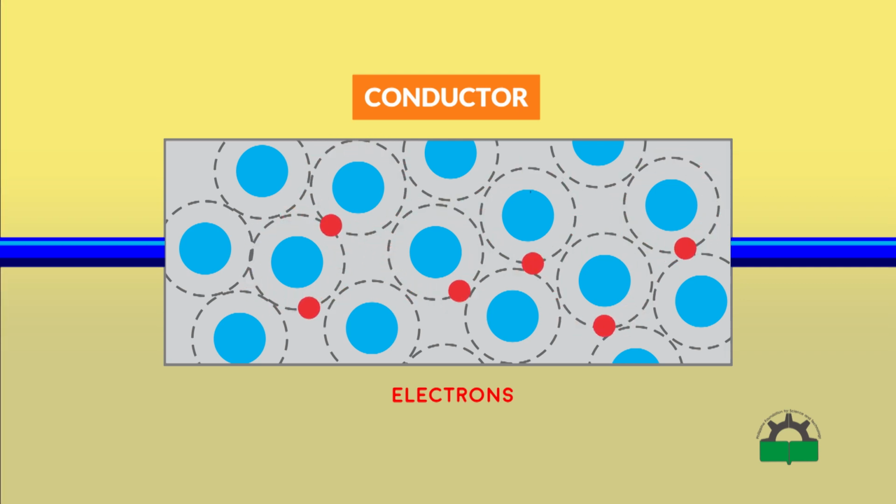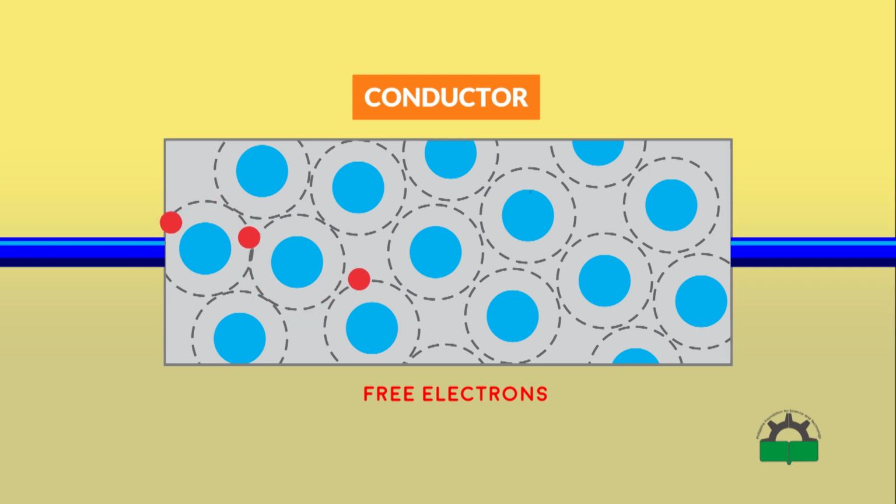In conductors, the outermost electrons in their atoms are loosely bound. These electrons are free to leave their respective atoms and move around the spaces of nearby atoms. These electrons are called free electrons. These free electrons on conductors are what allow electric current to pass through easily.